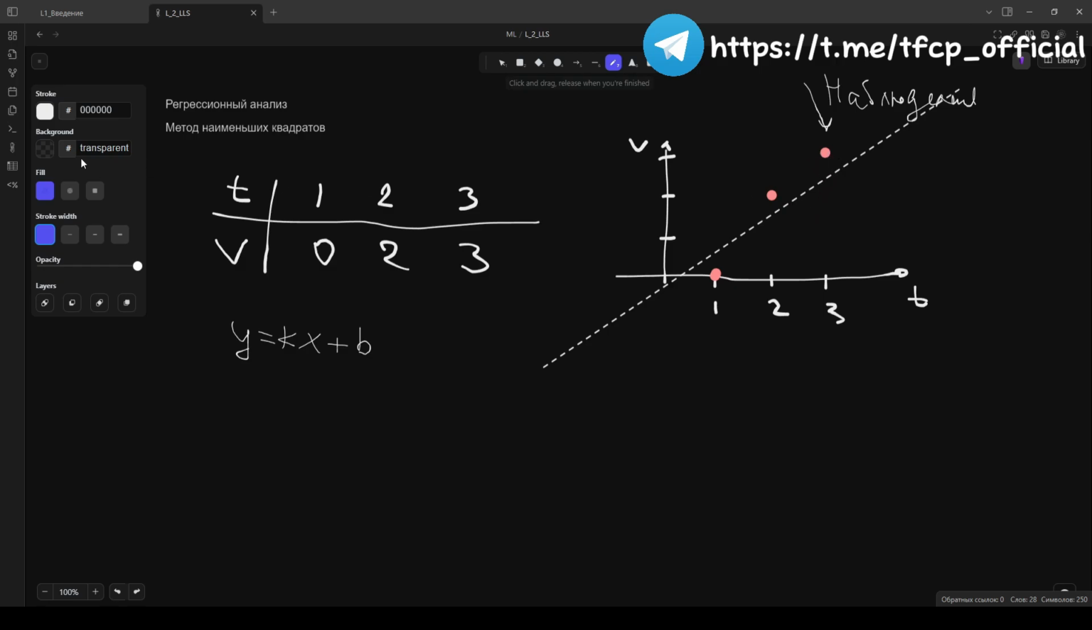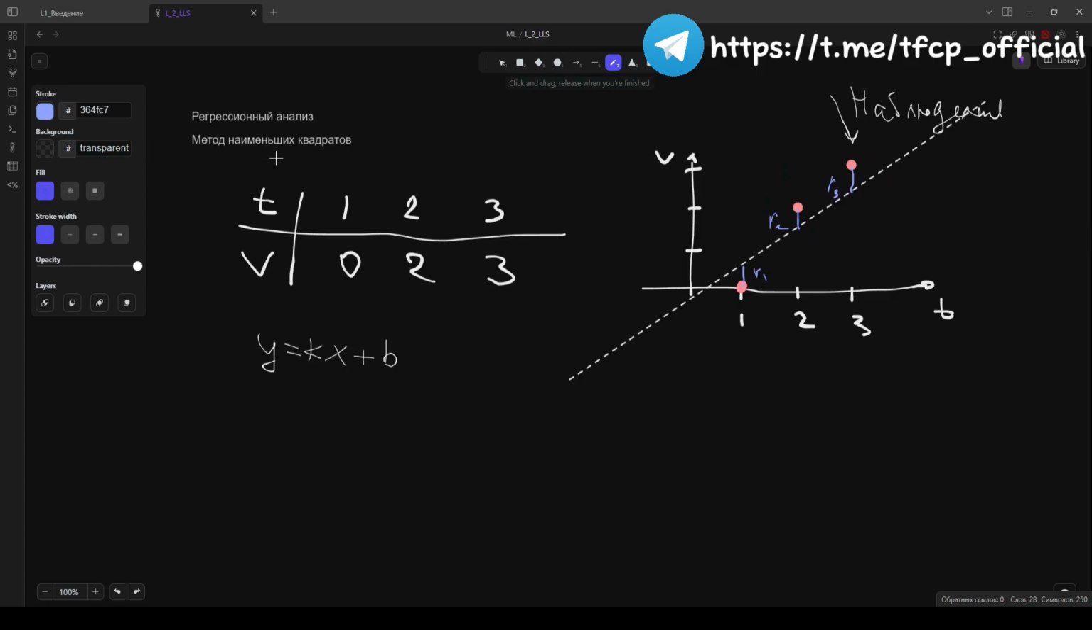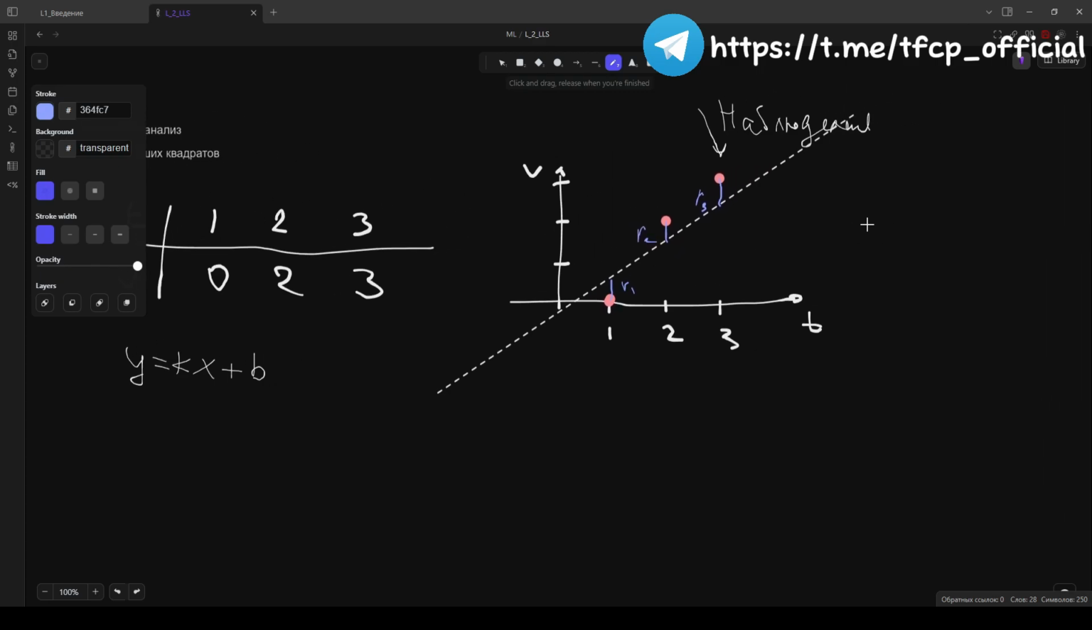The distance is the perpendiculars that we drop onto this line. They are actually perpendicular to the x axis, which means that they are not perpendicular to the line itself. Let the first one be called r1, the second one r2, and the third one r3 respectively. And it's not hard to guess, since our method is called the least squares method, we will be looking for the sum of the squares of these distances. That is r1 squared plus r2 squared plus r3 squared.